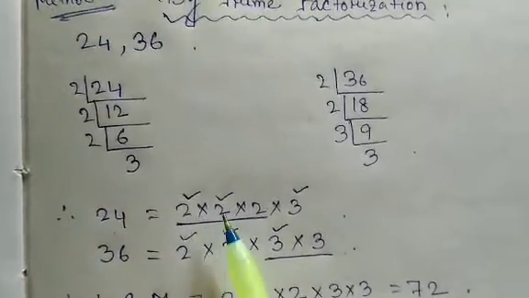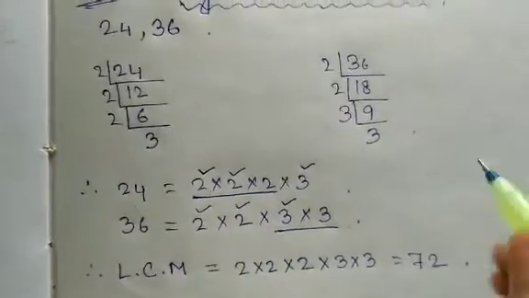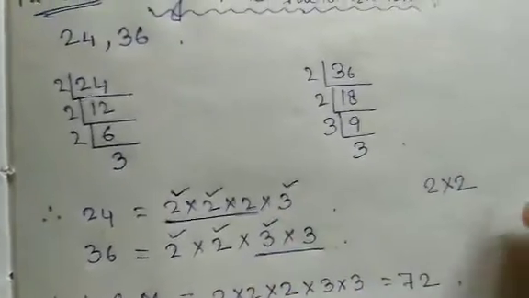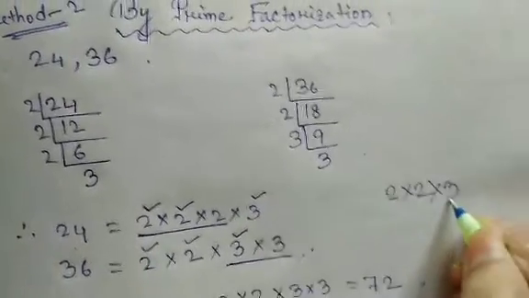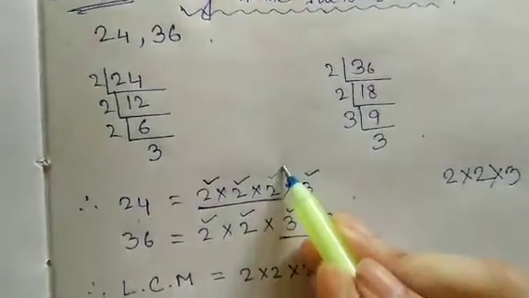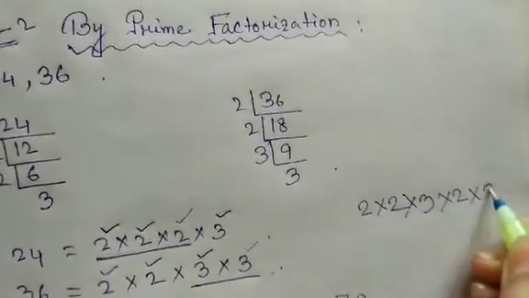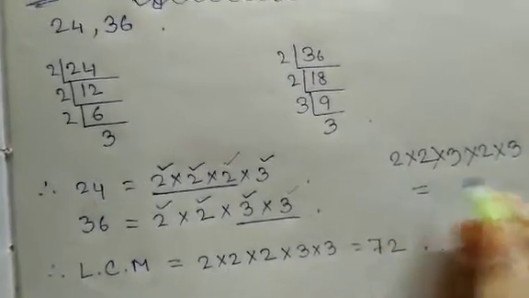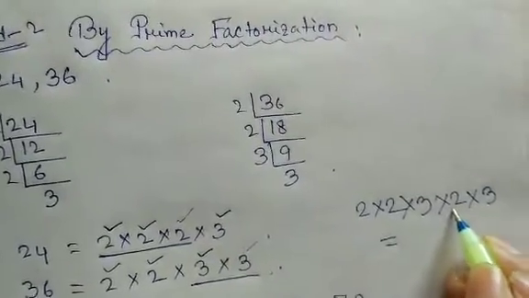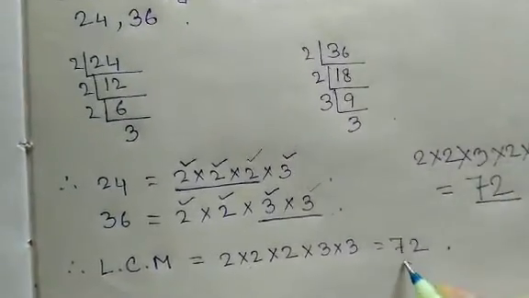In another way, you can write, suppose, what are the common factors? Just apply first the HCF method. What are the common factors? 2 two times, so write 2 into 2, and 3 one time, so write 3. These are the common factors. Now what remains? 1 two and 1 three. So write 2 and 3. See, the same result is obtained. 2 2s are 4, 4 3s are 12, 12 2s are 24, 24 3s are 72. Same result is obtained.